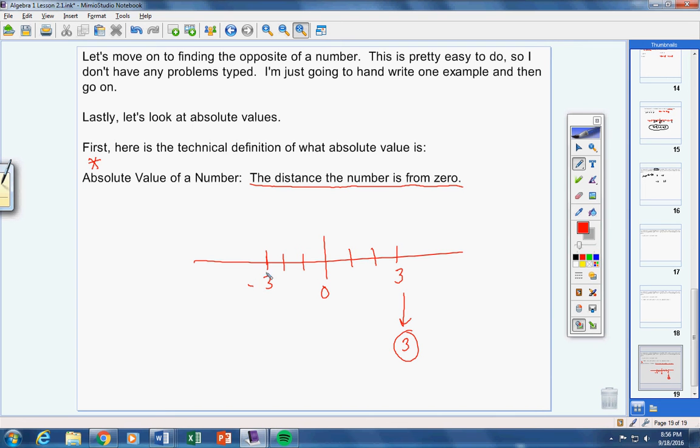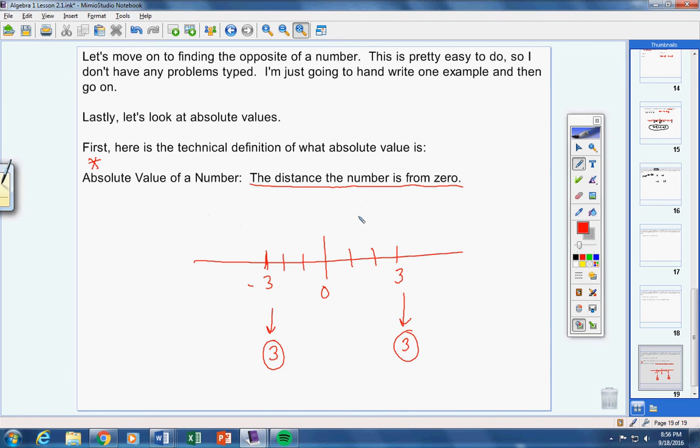If I said, what's the absolute value of negative 3? Well, remember, distance is never negative. You don't say, well, actually, distance can be negative when you get into velocity and different problems like that. But for now, distance is not negative, so we would not say the distance that negative 3 is from 0 is negative 3. That's not true. Negative 3 is how far from 0? 1, 2, 3. So the distance negative 3 is from 0 is 3. So the absolute value of 3 is 3. The absolute value of negative 3 is 3. So that's where we get absolute value from.